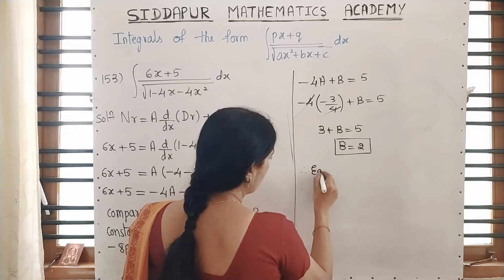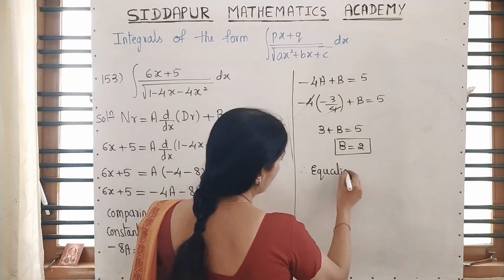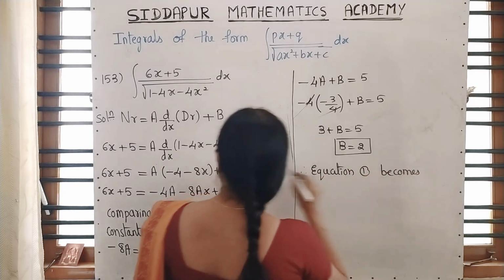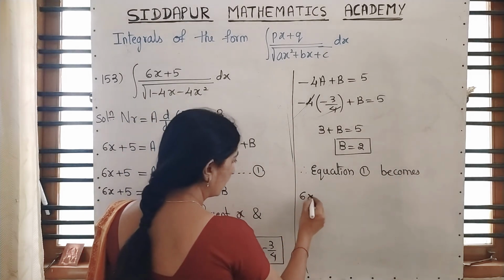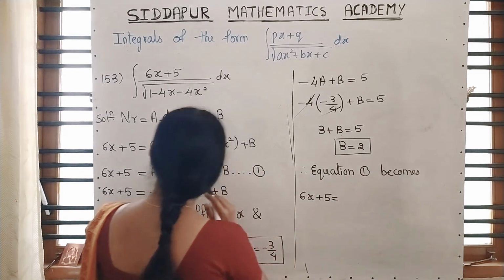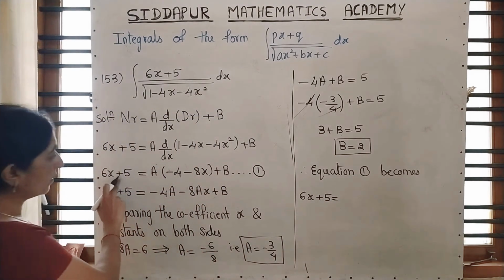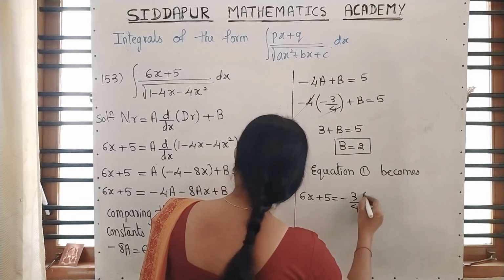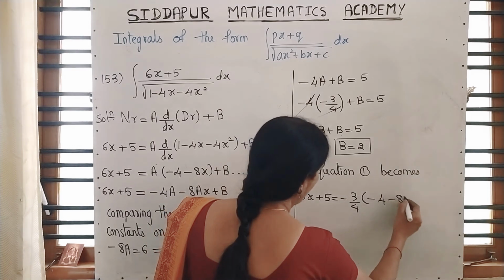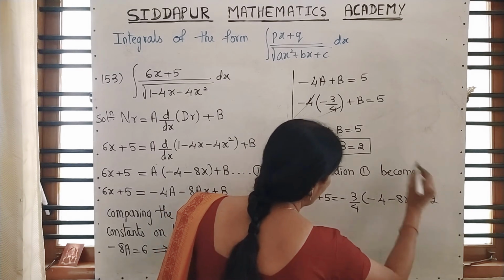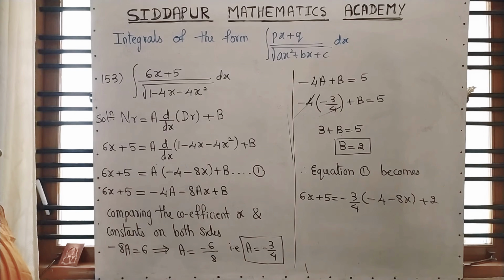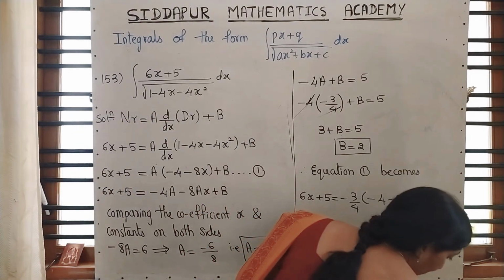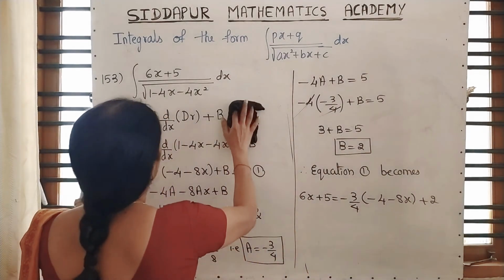Therefore, equation 1 becomes, that means the numerator 6x plus 5 is equal to, write down that a value. See here, 6x plus 5 is equal to a, which is minus 3 by 4, in the bracket minus 4 minus 8x, plus 2. This is the numerator. Now this value we are writing in the given integral.